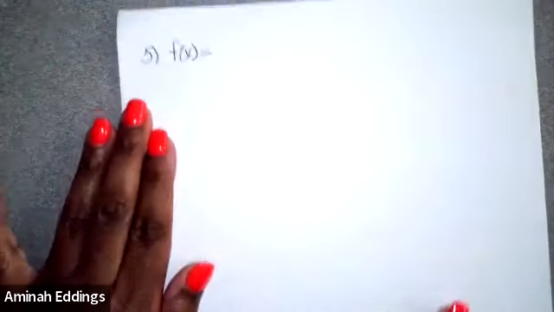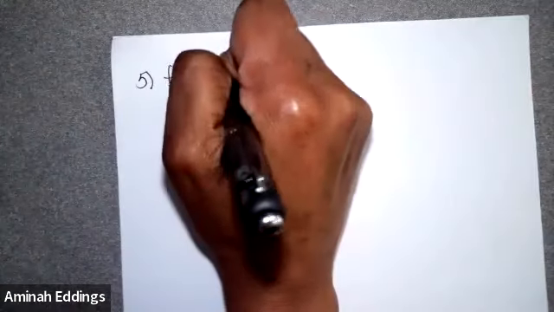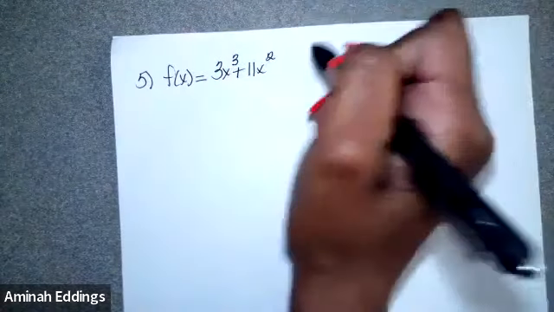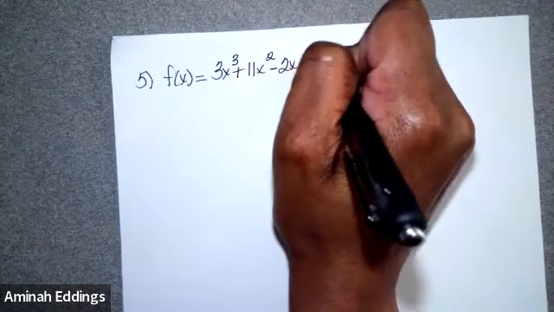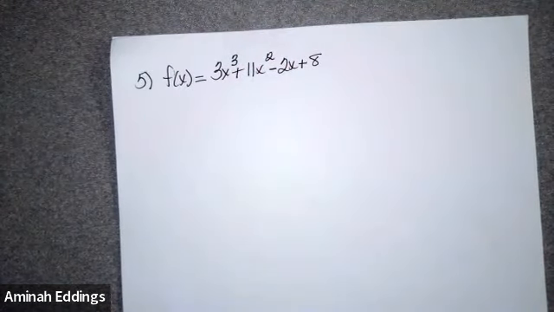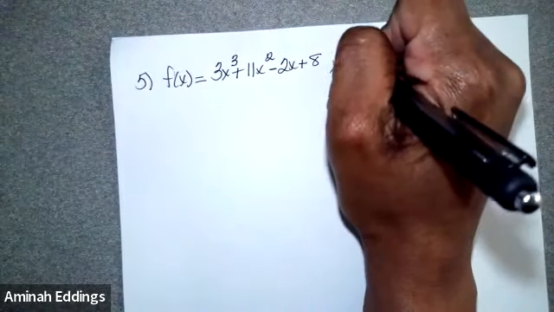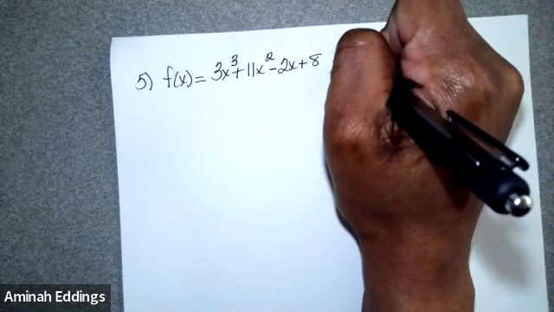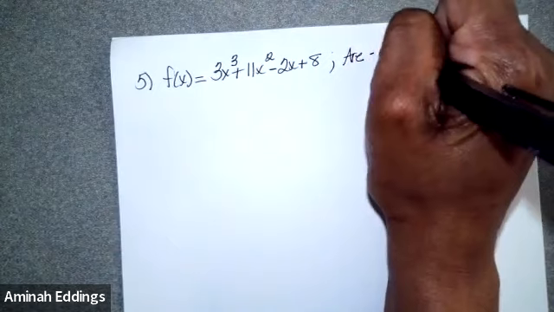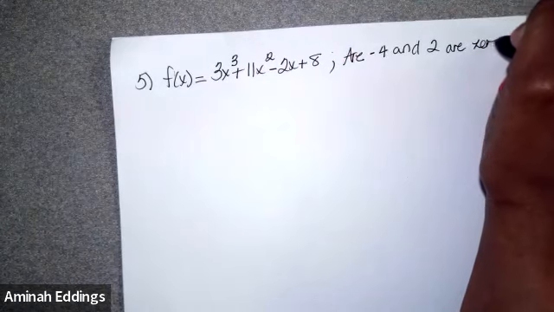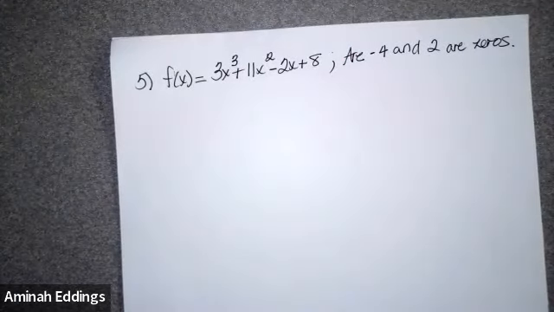So example 5 gives us a function. We have f of x is equal to 3x to the third power plus 11x squared minus 2x plus 8. And then we have to determine if -4 and 2 are zeros. Okay?